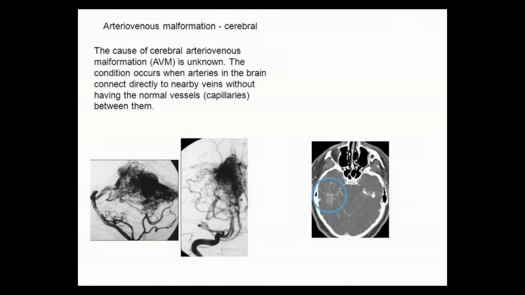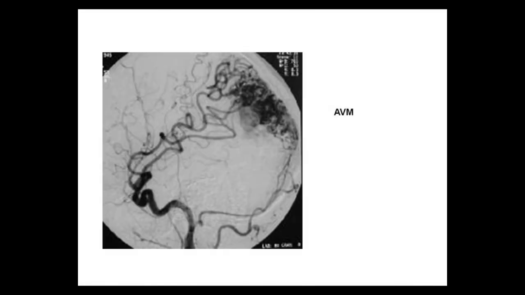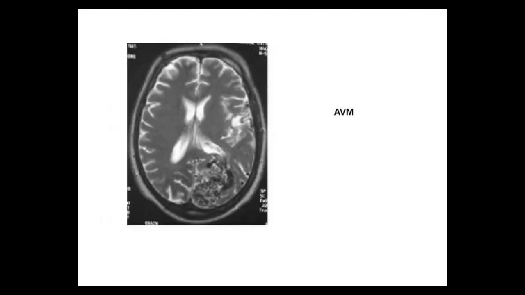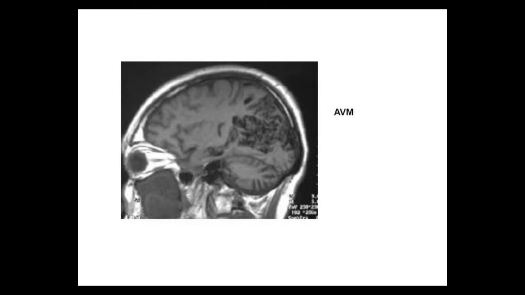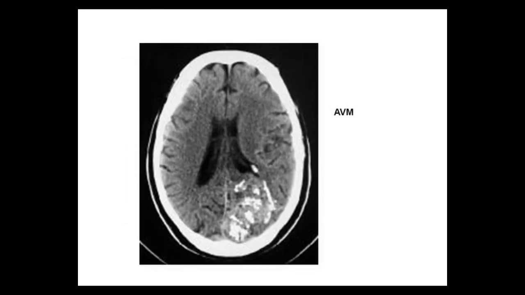This is the case of arteriovenous malformation. The cause of cerebral arteriovenous malformation (AVM) is unknown. The condition occurs when the arteries in the brain connect directly to nearby veins without having the normal capillaries between them.